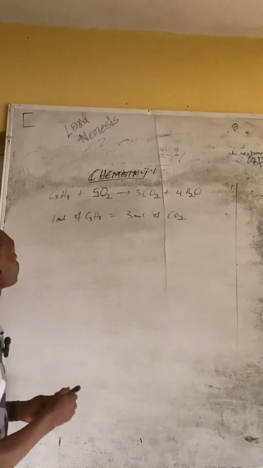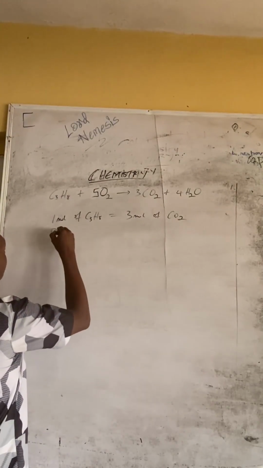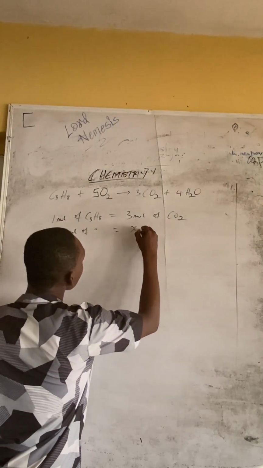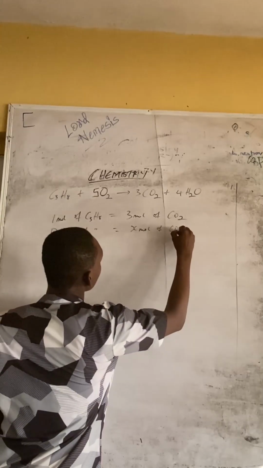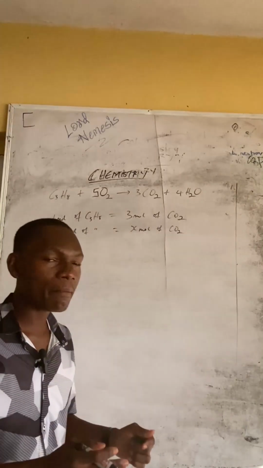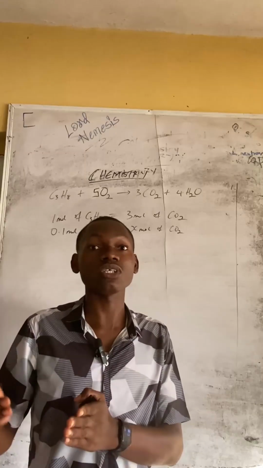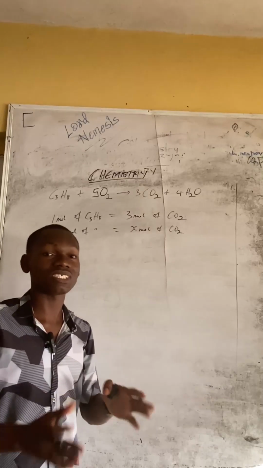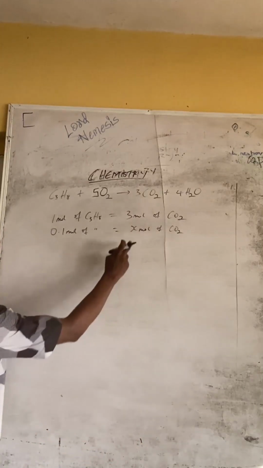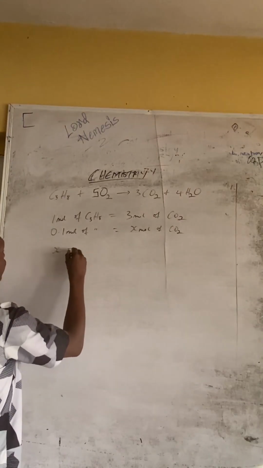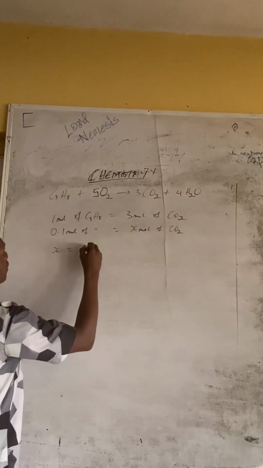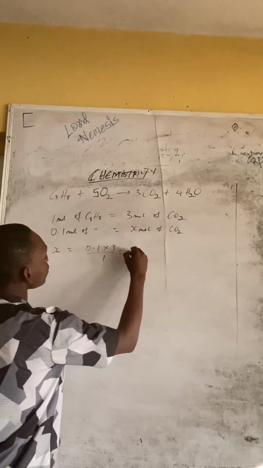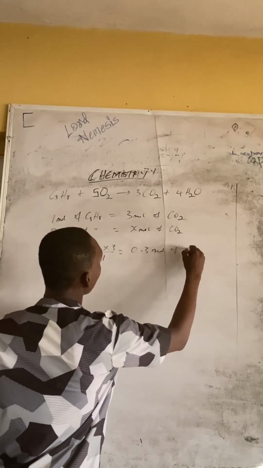Now, from the question, we are told that propane is 0.1 mole. 0.1 mole of that same propane will give us how many mole of CO2? Remember, we are asked to calculate the volume, but remember that 1 mole of a gas is equal to 22.4 dm cube. So we want to first know the mole of the gas, and then we equate it to the standard temperature and pressure. So how do we solve for x here? x will equal 0.1 times 3, divided by 1. This will simply give us 0.3 mole of CO2.